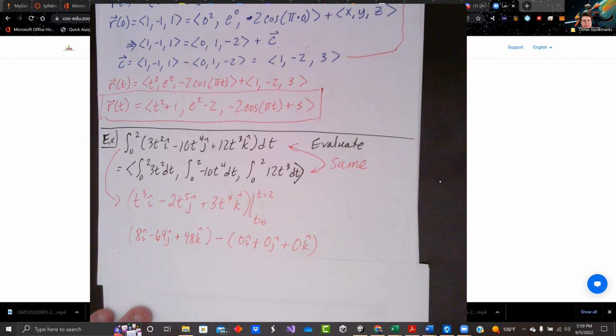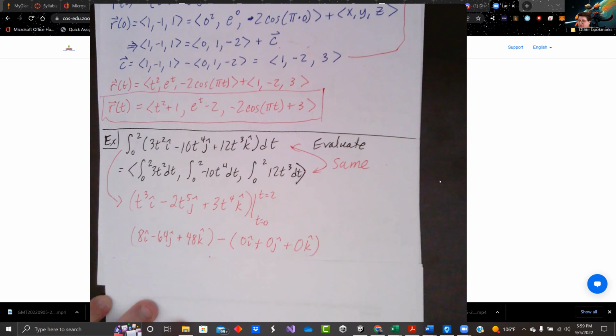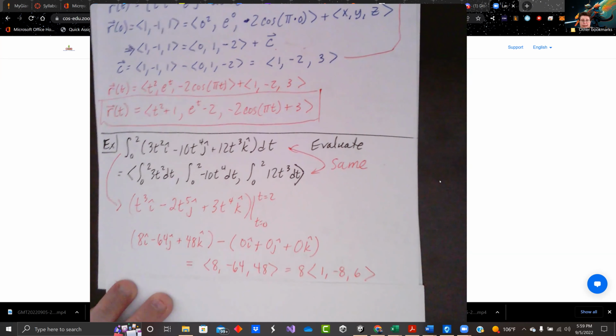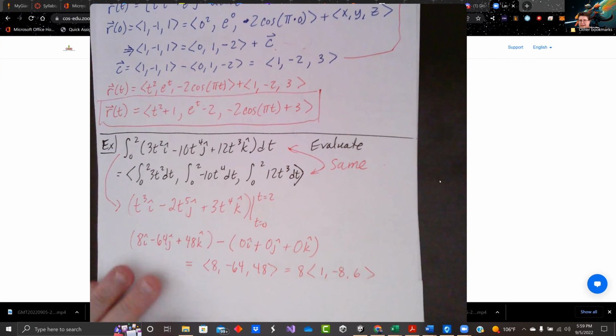2 cubed is 8. T to the 5th, or 2 to the 5th is 32, times 2 is 64. And t to the 4th is 16, or 2 to the 4th is 16 times 3 is 48. Plugging in 0 just gives us the 0 vector. So our vector is <8, -64, 48>. Or you could write it with the 8 factored out.